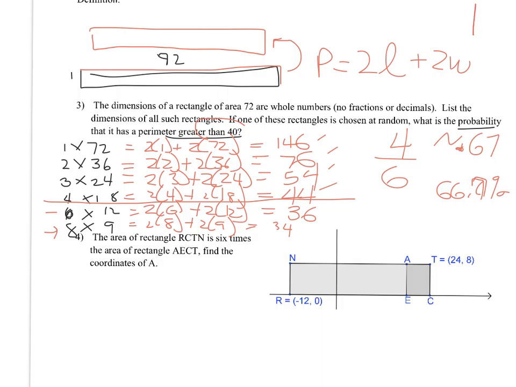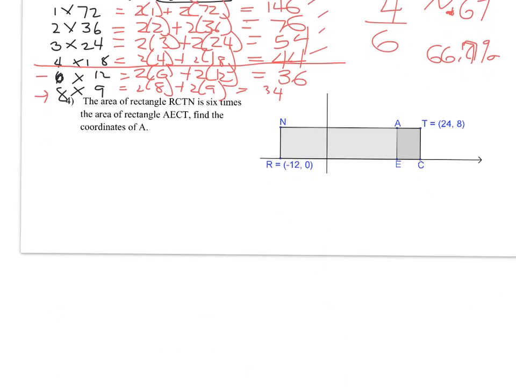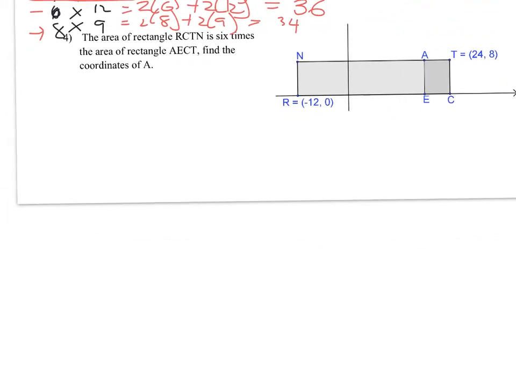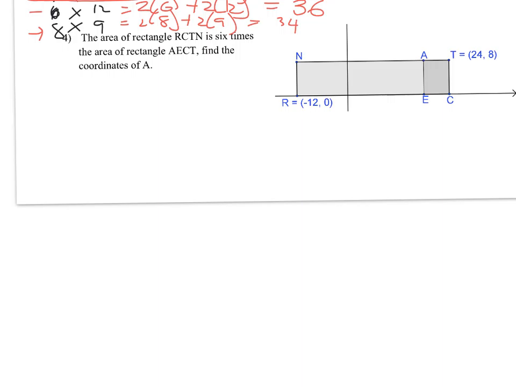Going on to number 4. It says the area of rectangle RCTN is 6 times the area of rectangle AECT. The first one is RCTN, so that would be the biggest rectangle, and 6 times greater than this one on the right. And then it gives us coordinates as if it was on the coordinate plane. Find the coordinates of A.